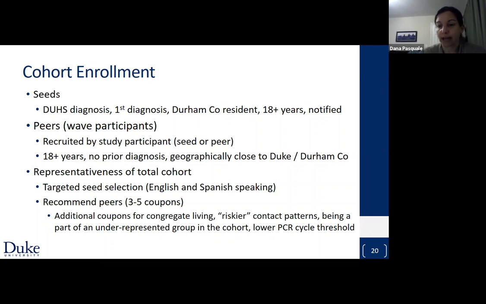So most participants with active SARS-CoV-2 infection will receive 3 to 5 coupons for enrollment. We're also allowing people who might not be positive, but who are part of a high-risk group or a group that we're not enrolling well to receive coupons as well. So additional coupons are provided for some participants anyway. That includes people who are in congregate living settings, people with riskier contact patterns, or people who are part of an underrepresented group in the cohort, or people who might be more infectious at the time that we're sampling them.